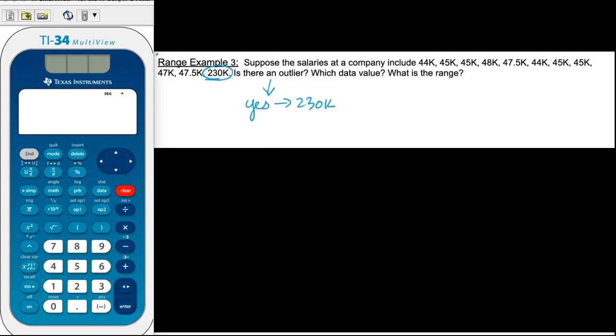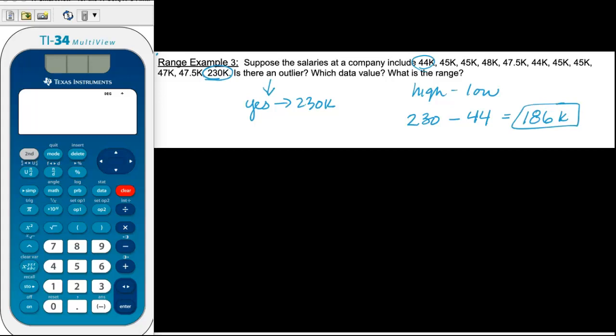And then for the range, I'm just going to take the high minus the low, or the max minus the min. So the highest salary was 230,000, and it looks like the lowest is 44. So I'm going to subtract 230 minus 44 and get $186,000.